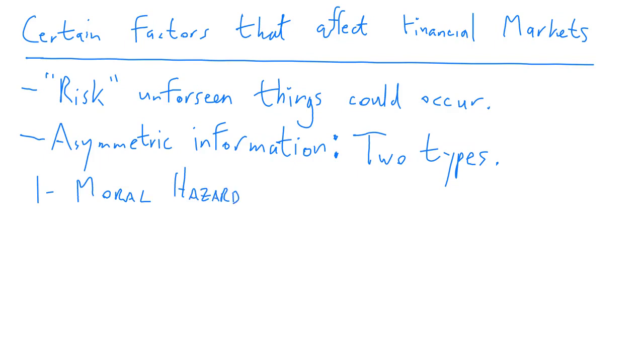And one way people try and remember what moral hazard is as opposed to other types of asymmetric information is that this comes up after the contract is signed.